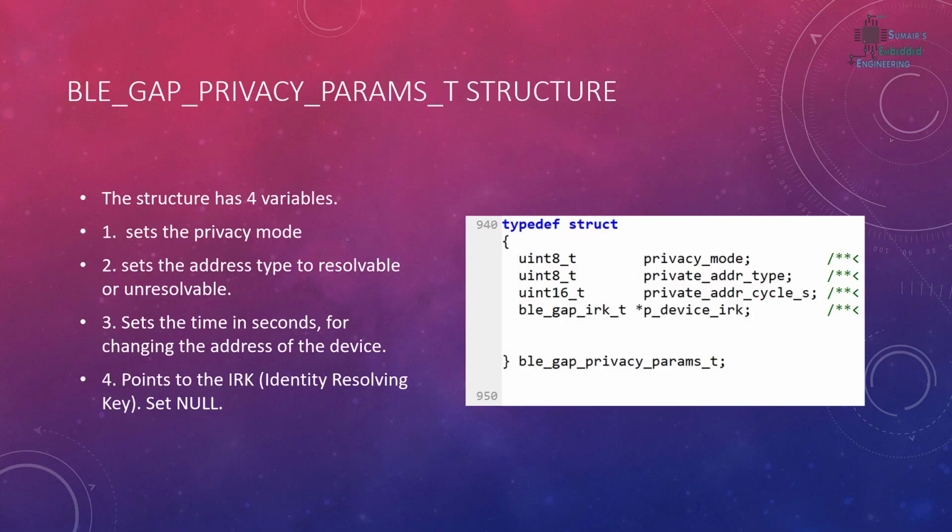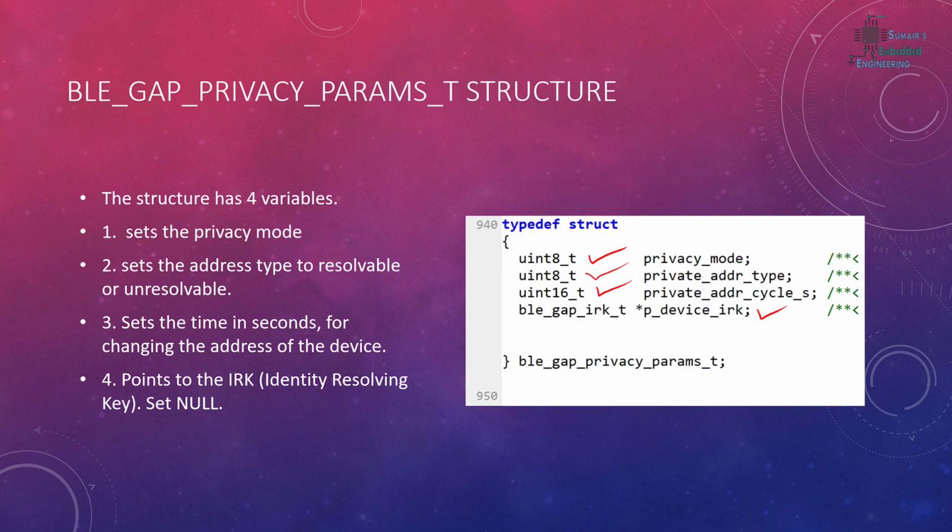So guys, now let's see what's inside the structure. The structure has 4 variables. The first one is the privacy mode. The second one is the address type. The third one is the address cycle, basically the time period after which the address will be changed. And the last one is the pointer to the IRK, which is the identity resolving key.